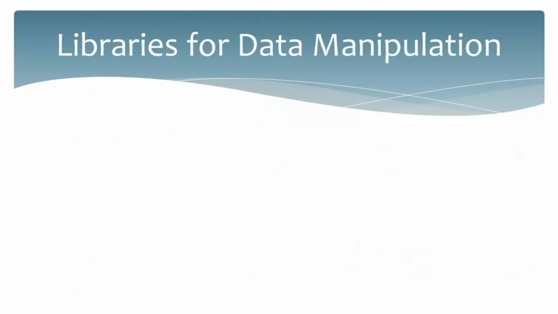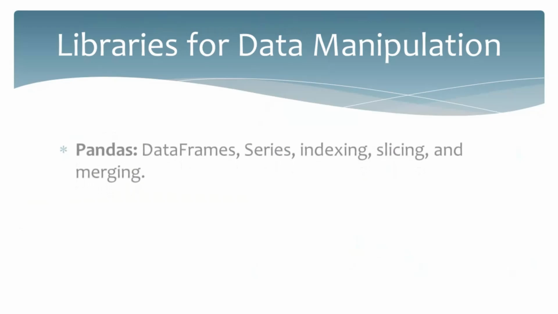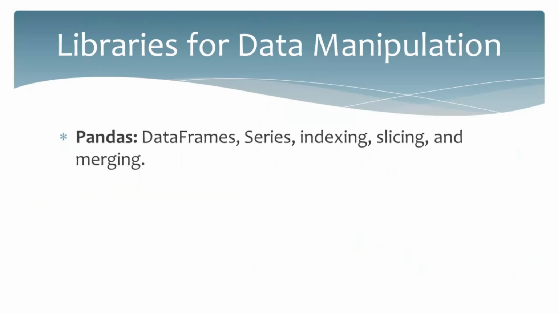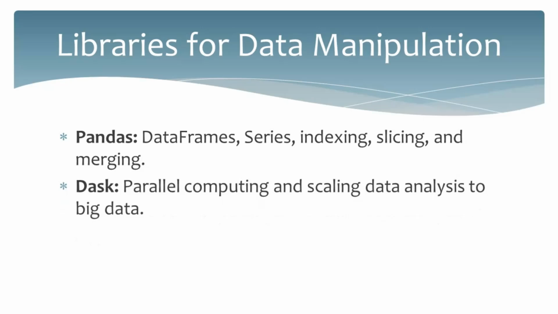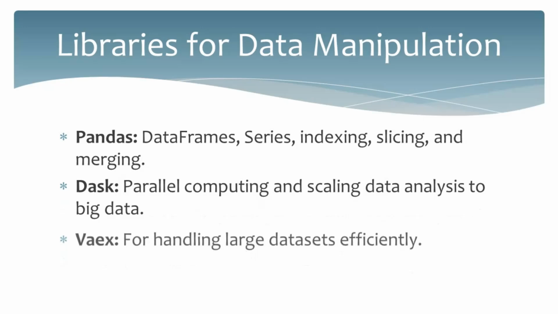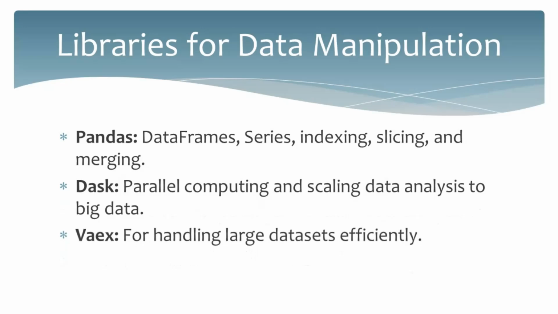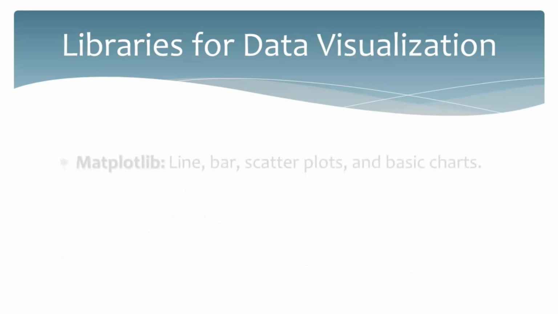When working with large datasets, efficiency matters. Pandas is great for most tasks, but for even bigger datasets, you'll want something like Dask, which can process data in parallel to speed things up. Similarly, Vaex is designed for efficiently handling huge datasets that don't fit into memory, making it useful for big data analytics.